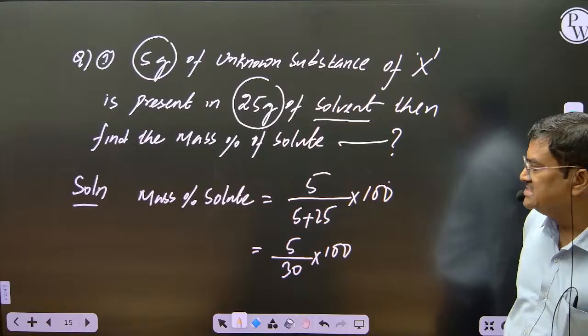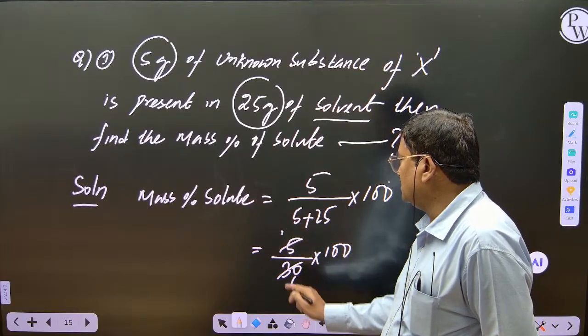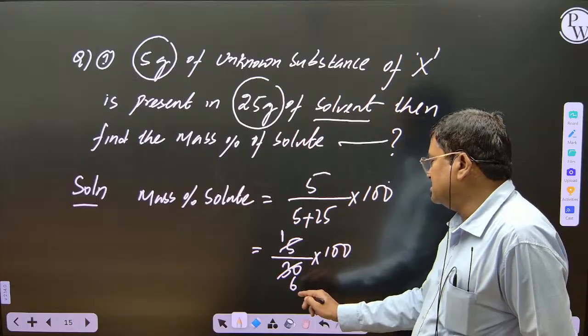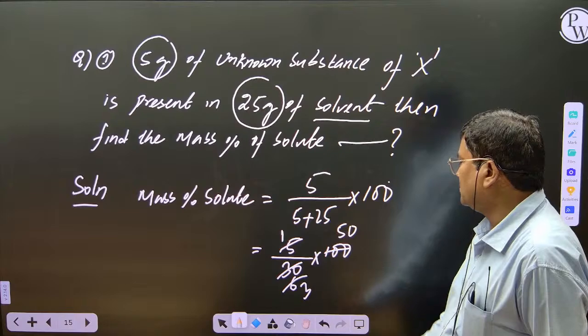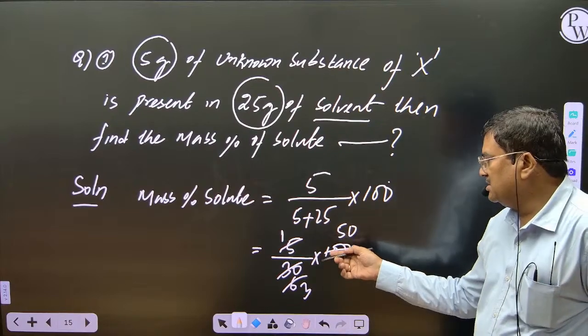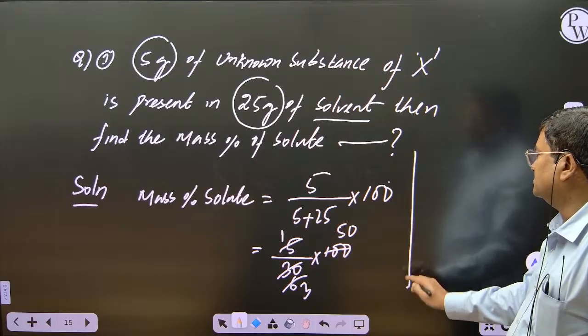How many times? 6 times. 5 ones are 5, 5 sixes are 30. Clear? And this 100 upon 6, I can multiply: 2 threes are 6, 2 fifties are 100. So what is the remaining denominator? Remaining 50 upon 3. Do the division 50 upon 3 in the rough work.